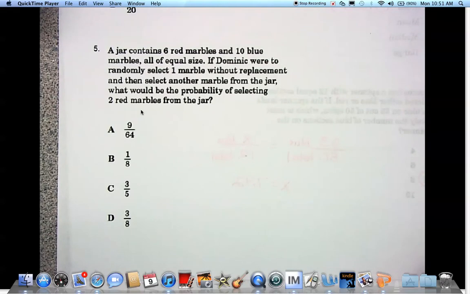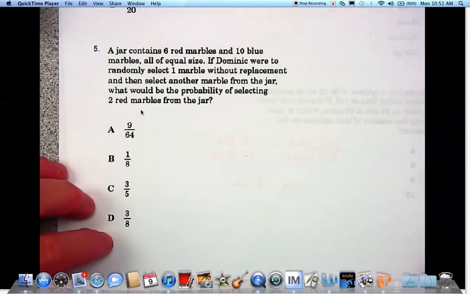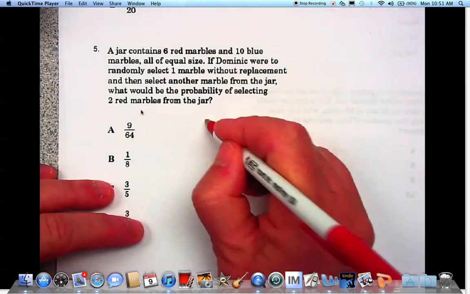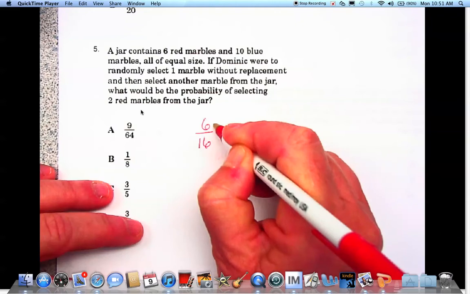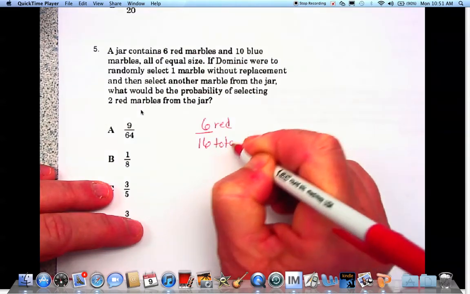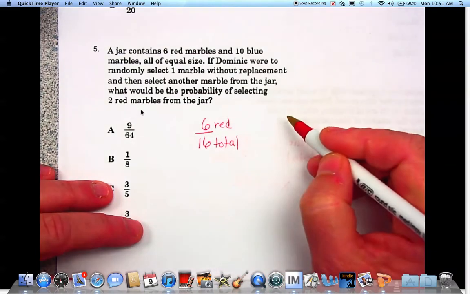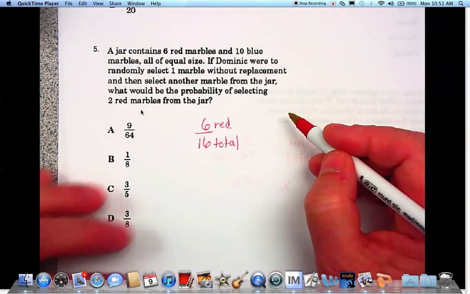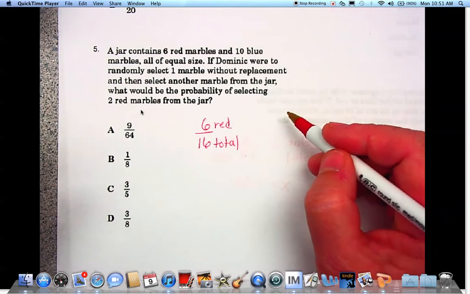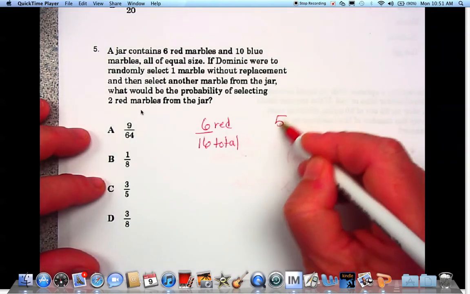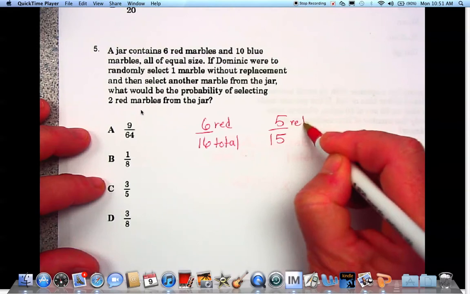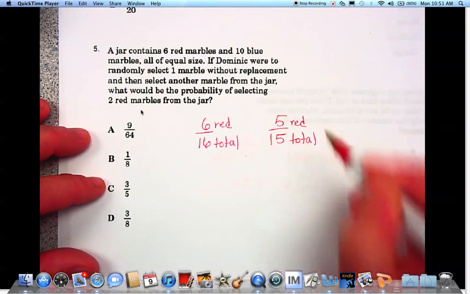So the first time he chooses, he wants to select a red marble. And the second time he chooses, he wants to select a red marble. Okay? So first time, what's the probability he'll get a red marble? 6 out of 16. 6 red out of 16 total. Okay. Now the next time he doesn't put it back. So what do we assume that he gets? A red marble. He doesn't put it back. So how many red marbles are left? 5 out of 15 red. 5 red out of 15 total.